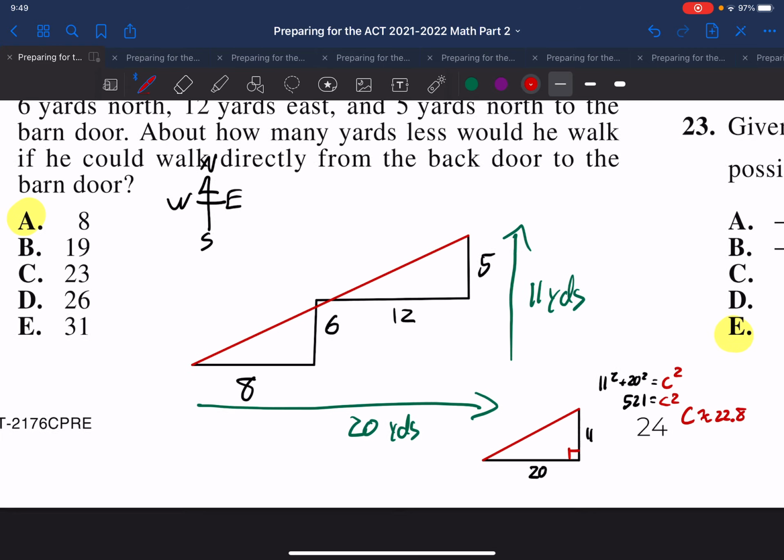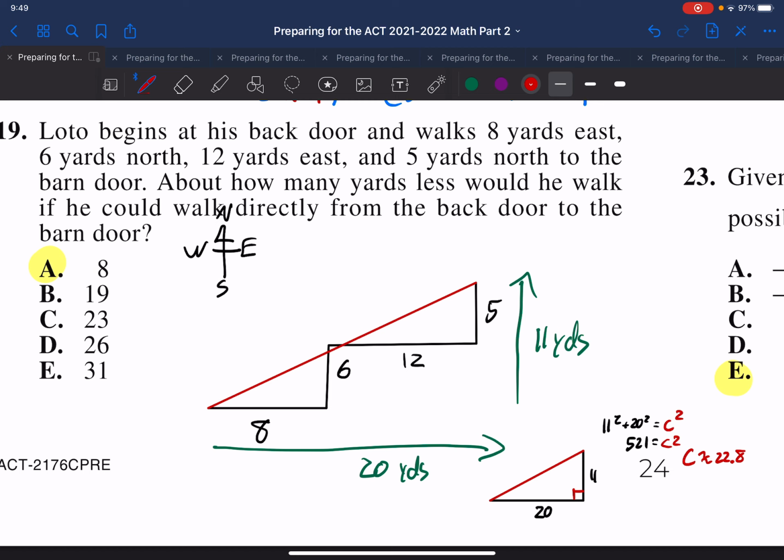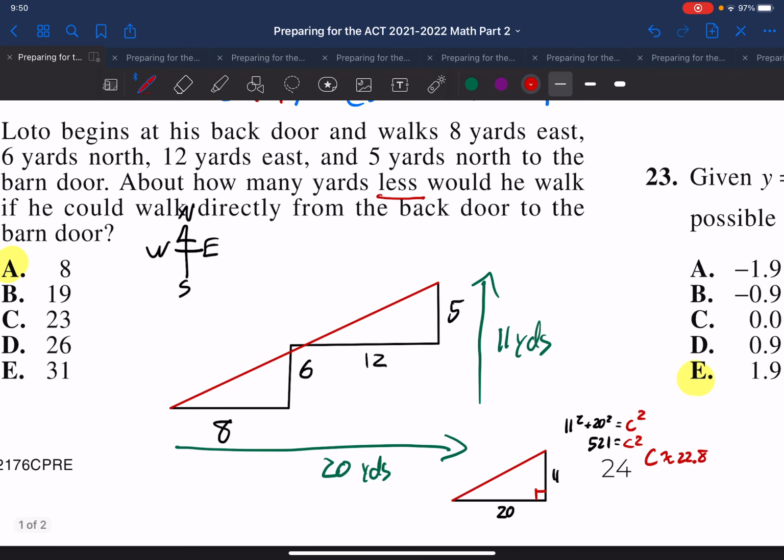Now, that's not the answer, though, because the question asks, how many yards less would he walk if he could walk directly? So then the question is, how many yards did he walk? Well, to answer this, we have to take 8 plus 6 plus 12 plus 5. Now, instead of adding these as they are written, what I suggest you do is pair them up like this. 8 and 12 make 20. 6 and 5 make up 11. So he walked a total of 31 yards.